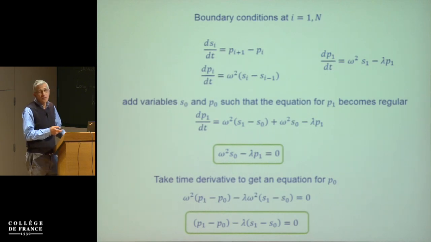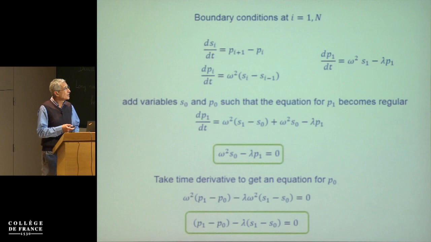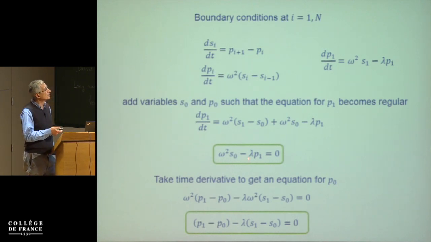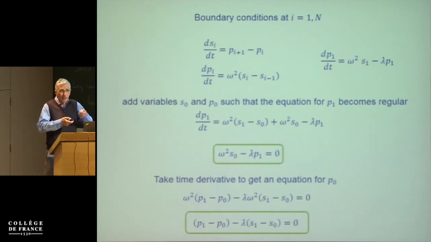It has to satisfy it at any time. So therefore, you also want the derivative of this with time to be satisfied. You take the derivative of this, dp1/dt, you write it this way. And for dS0/dt, you assume that it satisfies a similar equation like everybody else, and you get the other equation. So these are the two equations that should be satisfied at the boundary.